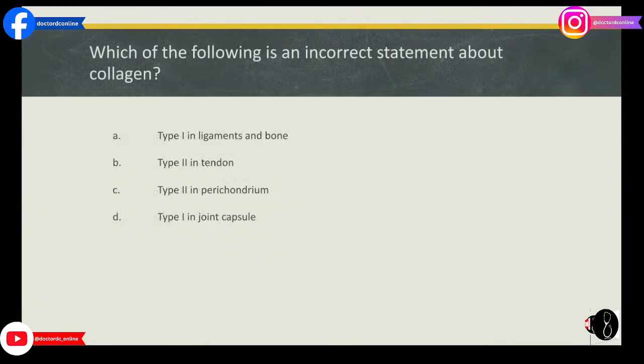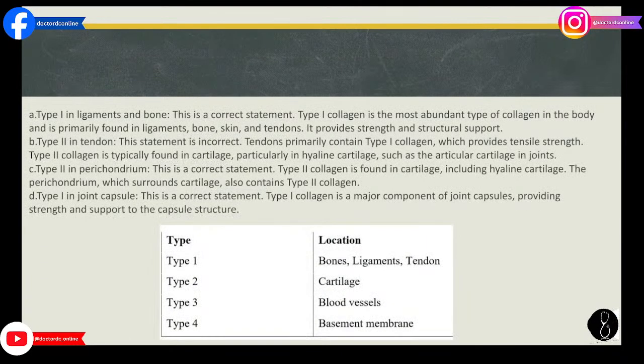Finally, in question 46, which of the following is an incorrect statement about collagen? Option A, type 1 in ligaments and bone, option B, type 2 in tendon, option C, type 2 in perichondrium, or option D, type 1 in joint capsule. Type 2 is not found in tendons. Tendons primarily contain type 1. The correct answer is option B, type 2 in tendon.